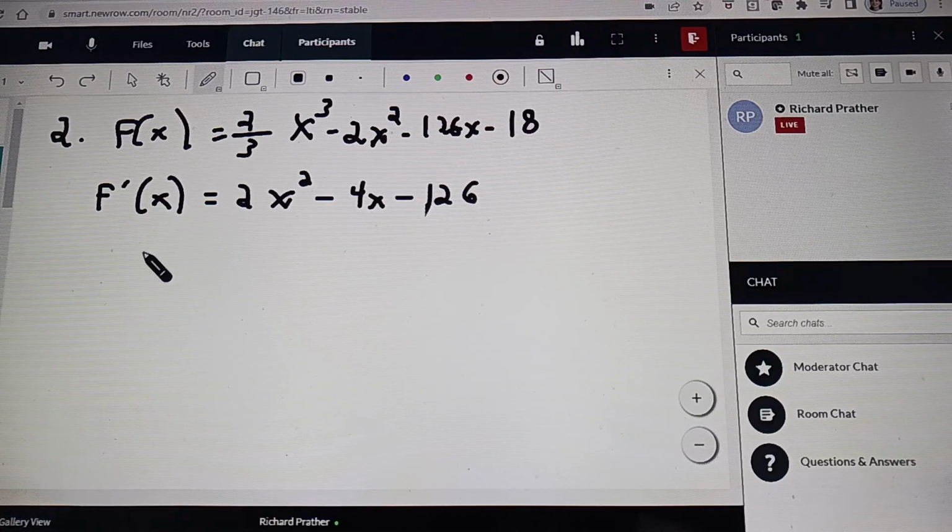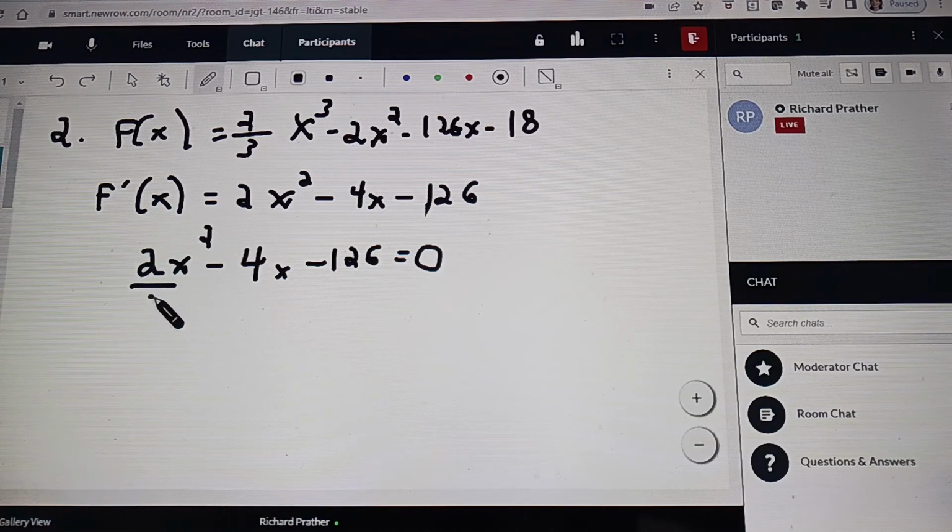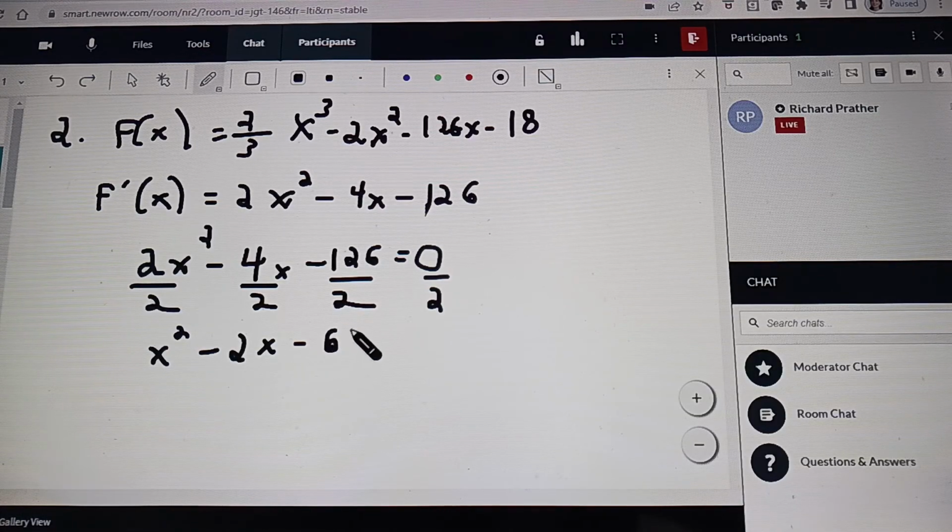So once we get a derivative, we want to set it equal to 0 and figure out if it could be undefined anywhere. This is a polynomial, so it's never undefined, but it could equal 0 twice since it's quadratic. And luckily, all these terms divide by 2 also. So x squared minus 2x minus 63.